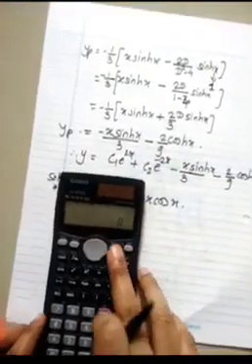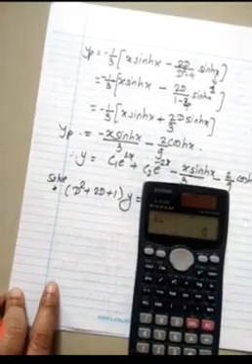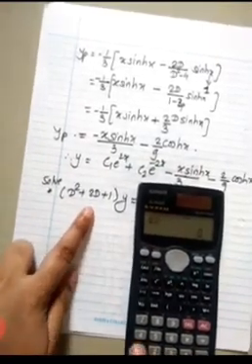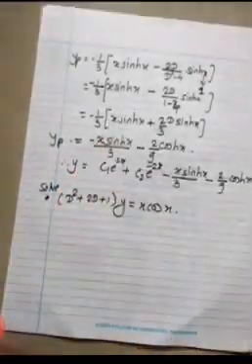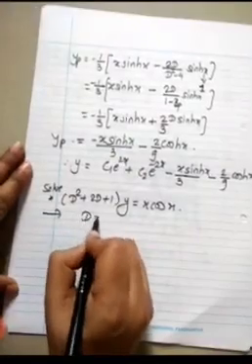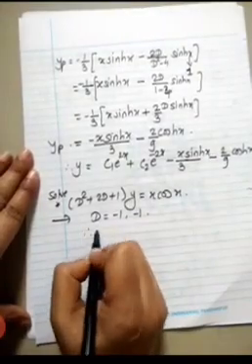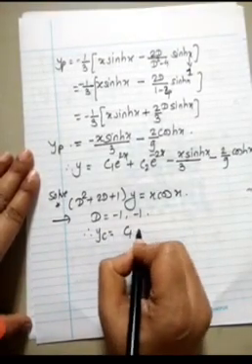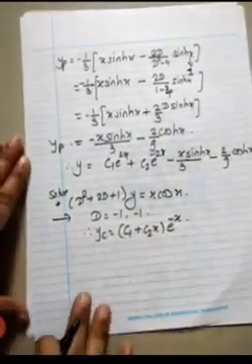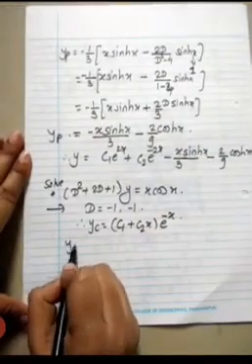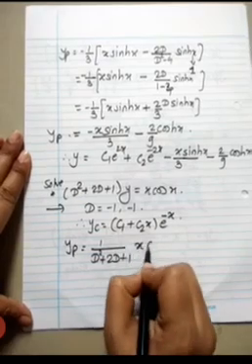So the roots are, here a is 1, b is 2, c is 1. So it is minus 1. Calculator is showing minus 1. So it is minus 1 and minus 1, twice. Right. Therefore, yc is c1 into e raised to minus 1. Very good. And yp is 1 upon into x cos x.